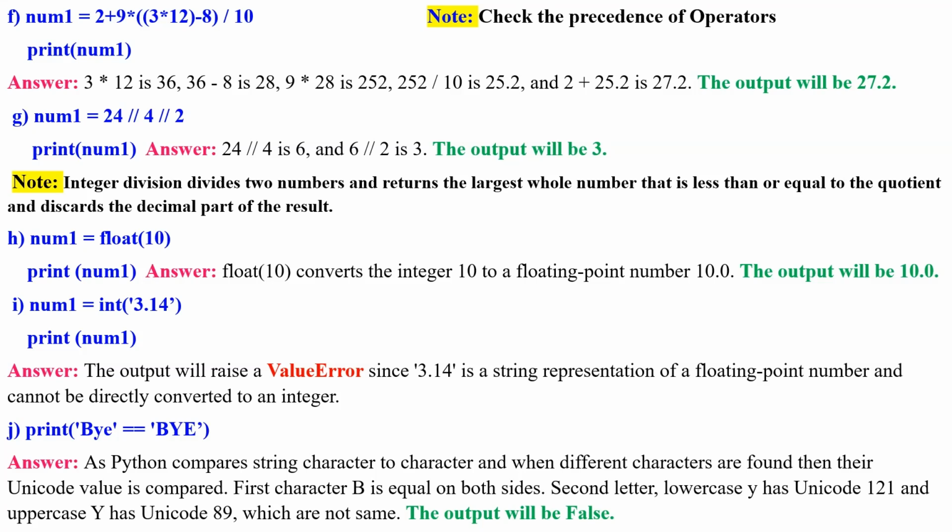Question J. Answer. Python compares strings character by character, and when different characters are found, their Unicode values are compared. The first character B is equal on both sides. The second letter, lowercase y, has Unicode 121 and uppercase Y has Unicode 89, which are not the same. The output will be False.